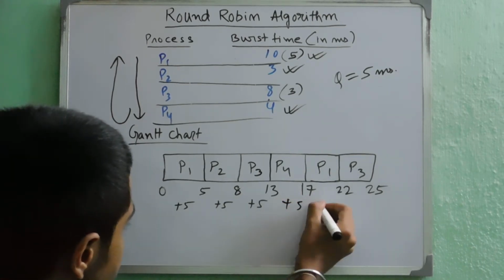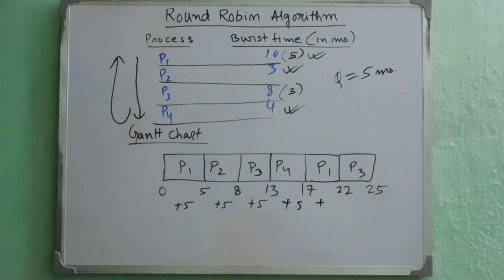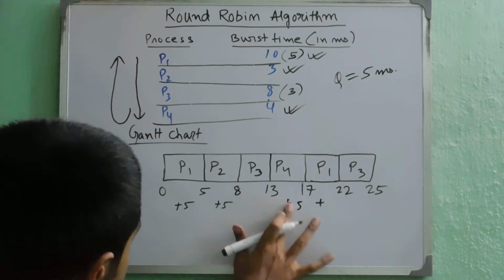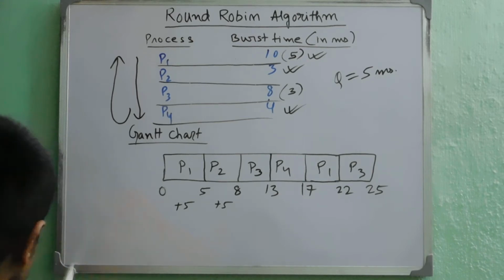So plus 5. These are plus 5s. But in these cases there will be no plus 5 because they are completing their execution before that allotted time. Now we will calculate the average waiting time.